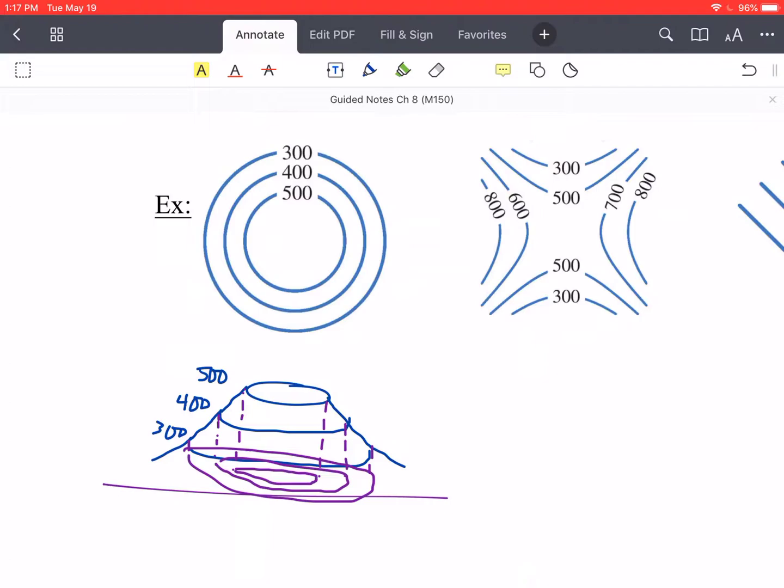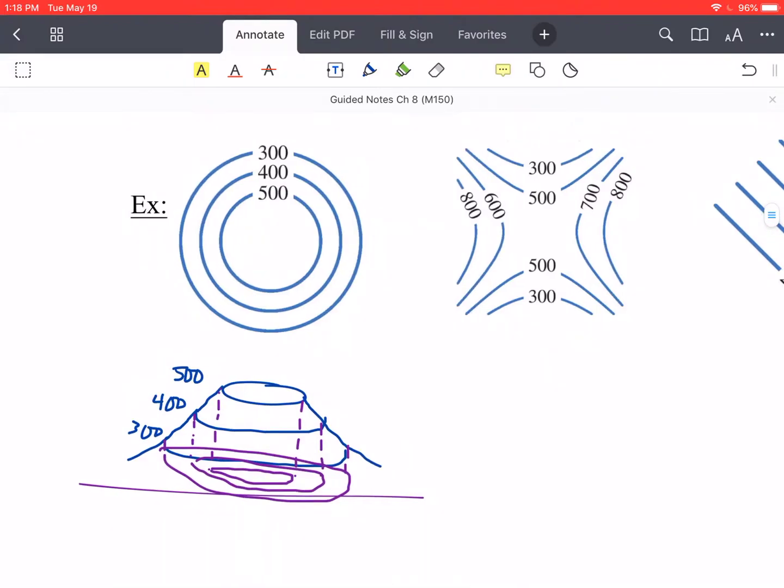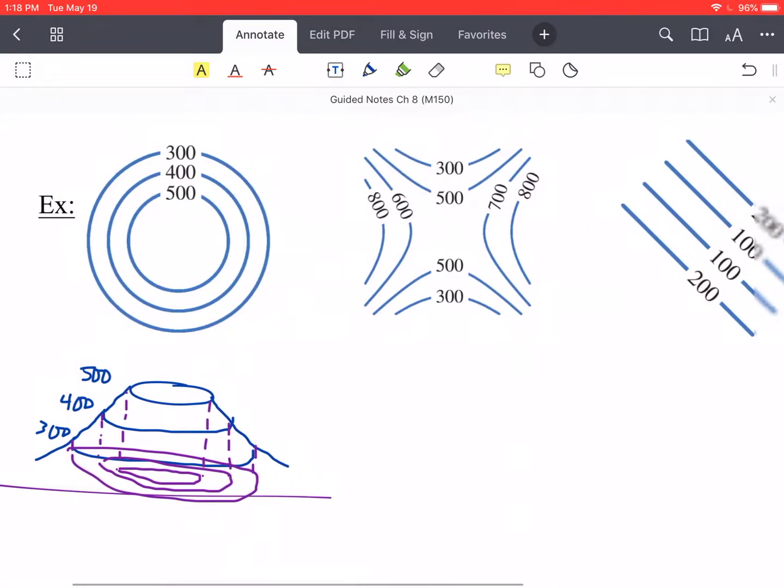I know visualizing the 3D can be challenging. So if you're having trouble with it, let me know. But this is just to give you an idea. We're not going to do a lot of 3D drawing in here. Just reading and interpreting the contour diagrams. So let's look at the second one here.